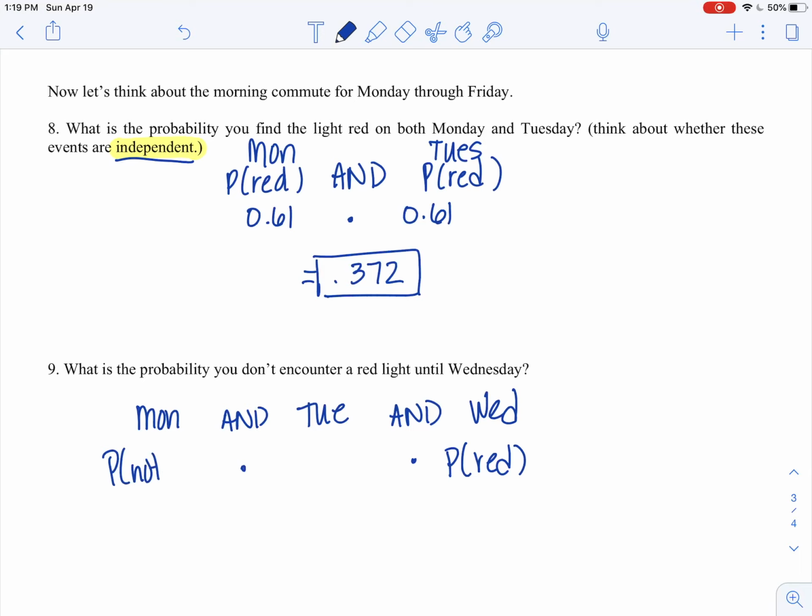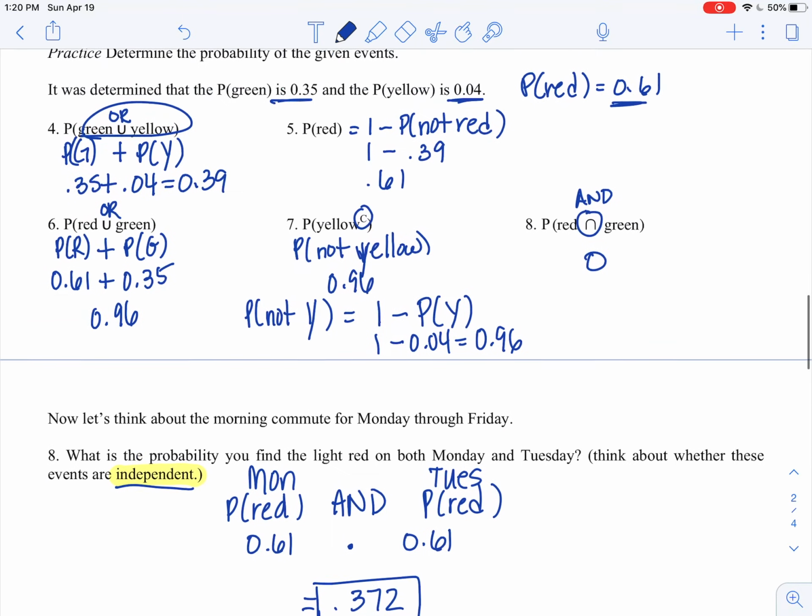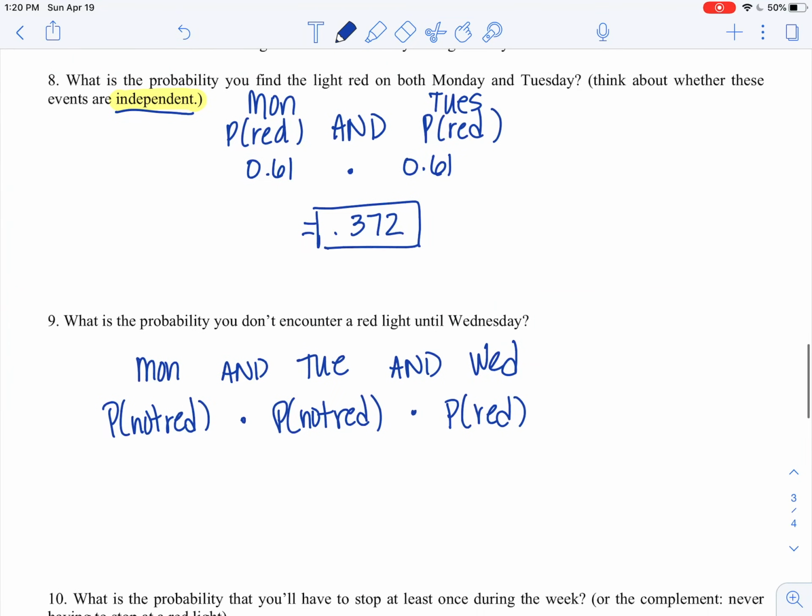But on Monday, it's not red. And Tuesday, it's not red. And "and" is going to tell me to multiply. And again, Monday doesn't affect Tuesday, doesn't affect Wednesday. That's why these are independent of each other. The chance of it not being red, as we had mentioned before, was 0.39. So there's a 0.39 chance of it being not red on Monday, and a 0.39 chance of it being not red on Tuesday, and a 0.61 chance of it being red on Wednesday.